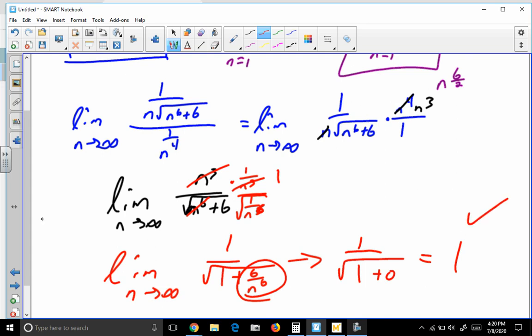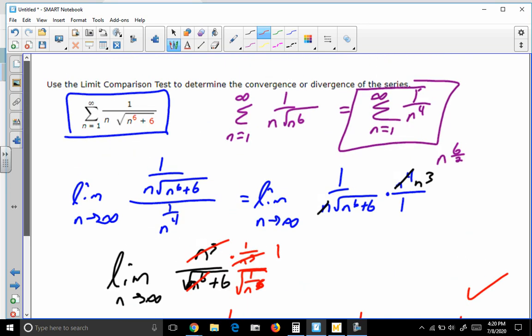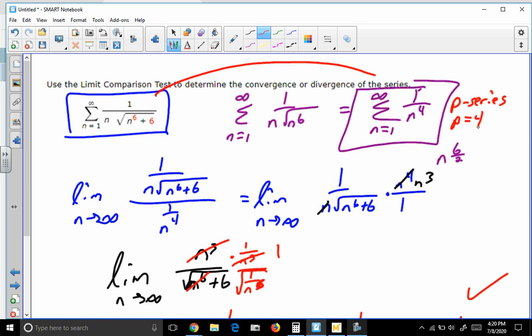So that limit exists. It doesn't matter what number it is, it just matters that it exists. So since that exists, these are going to do the same thing. This is a p-series because we have n to a power. Our p equals 4, which is greater than 1, so this one converges. If that one converges, then by the limit comparison test, this one converges as well.